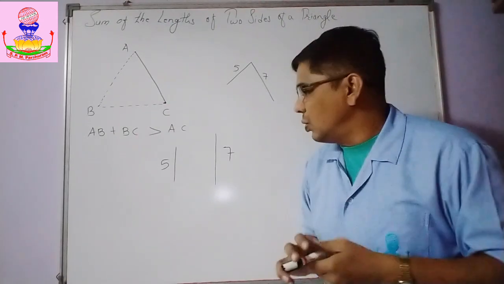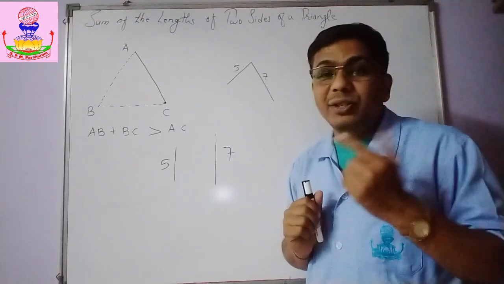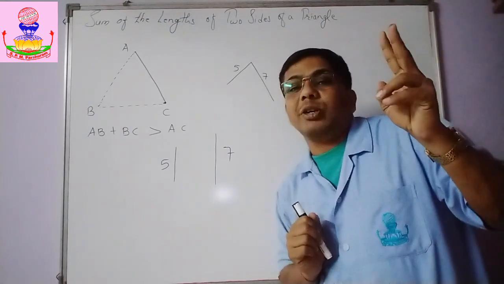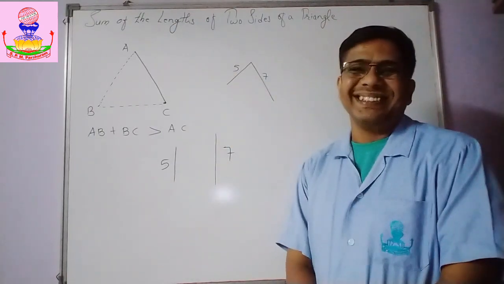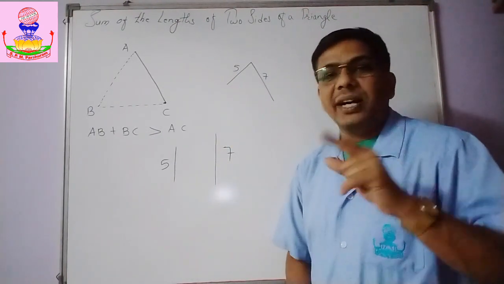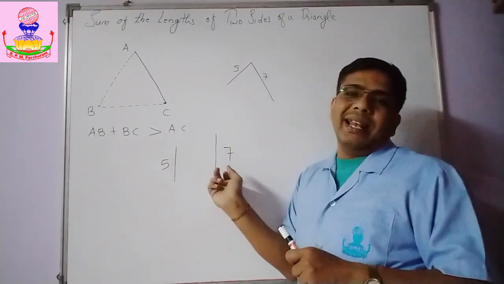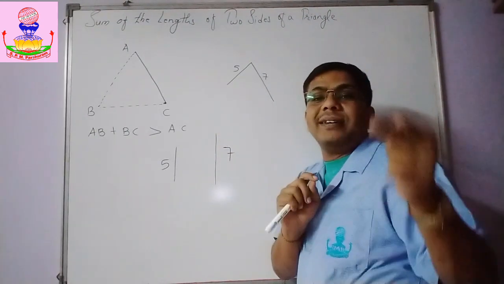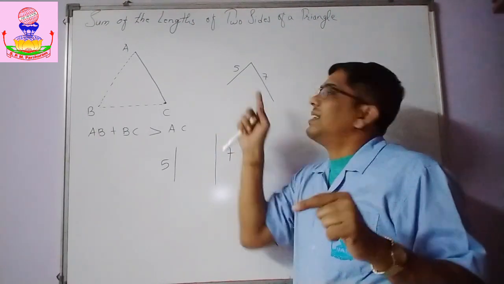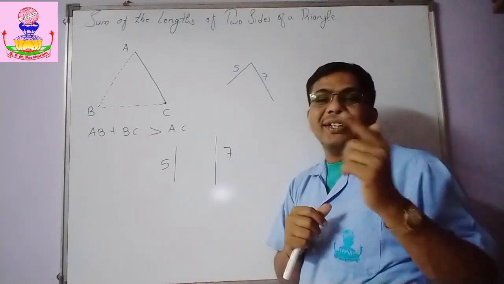So, first what you do? Sum of the sides. 5 plus 7, 12. Now, I know that the sum of the two sides of a triangle is always greater than the third side. So, definitely the third side has to be smaller than this sum. What is the sum? 12. So, definitely the length of the third side should be smaller than the sum of these. That means it should be smaller than 12. Right?